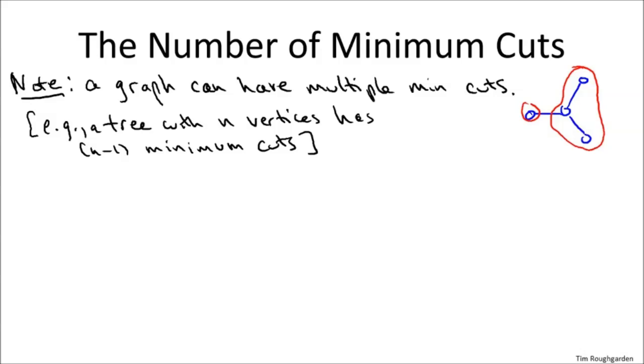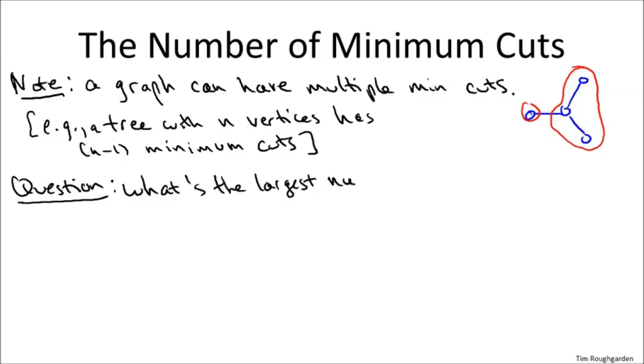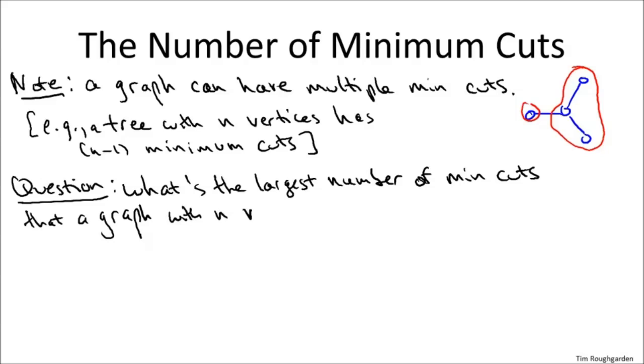The question concerns counting the number of minimum cuts. Namely, given that a graph might have more than one minimum cut, what is the largest number of minimum cuts that a graph with n vertices can have? We know the answer is at least n-1. We already discussed how trees have n-1 distinct minimum cuts. We know the answer is at most something like 2 to the n, because a graph only has roughly 2 to the n cuts. In fact, the answer is both very nice and wedged in between.